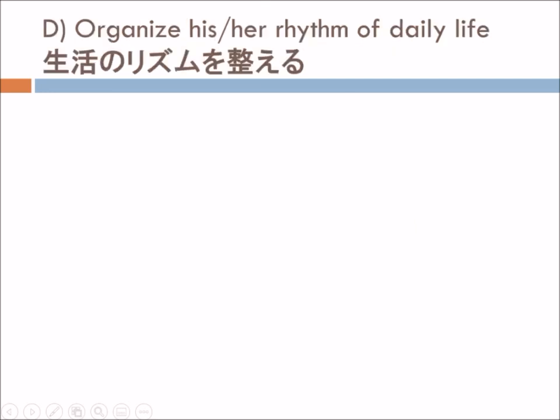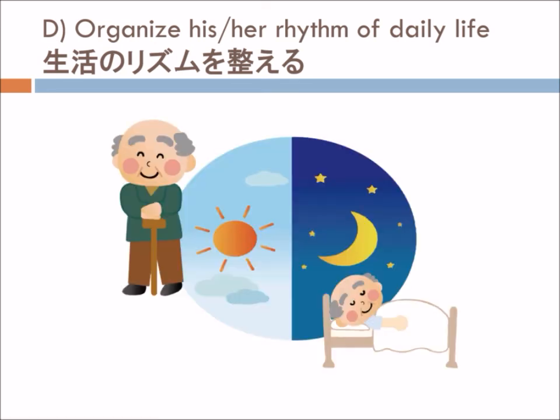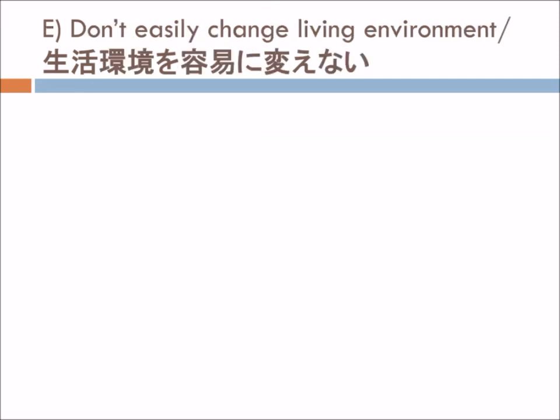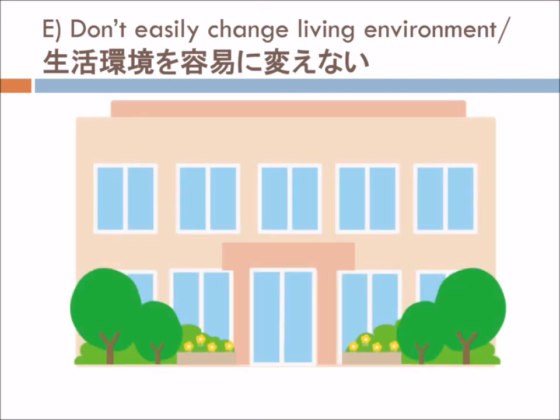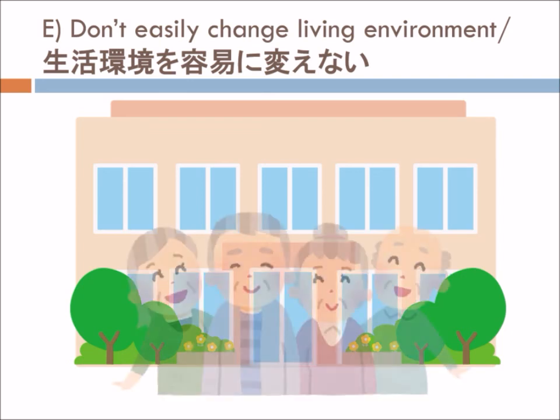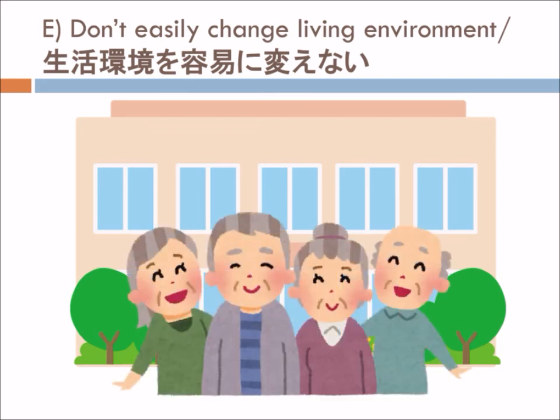Organize his or her rhythm of daily life. It is important to organize the rhythm of daily life from morning to bedtime. Don't easily change living environment. A person with dementia has difficulty adjusting to a new environment. He or she is awkward to be flexible. Therefore, it is not a good idea to change the living environment easily.